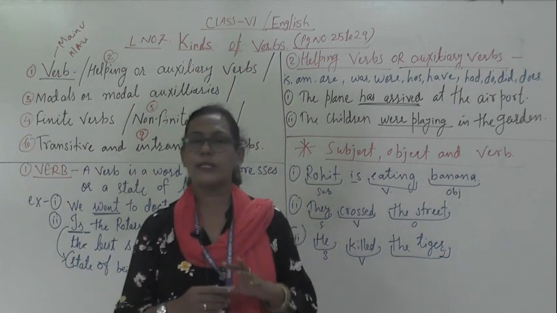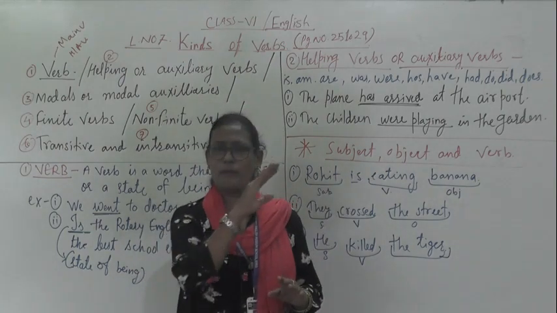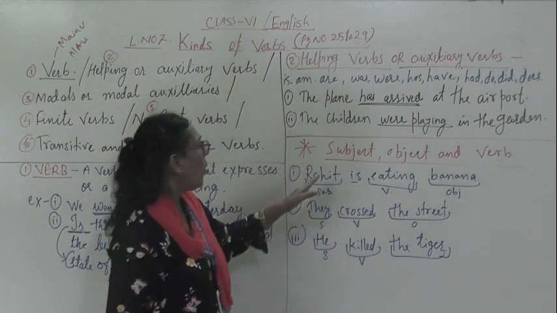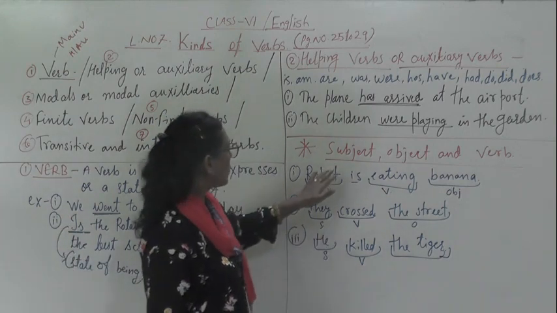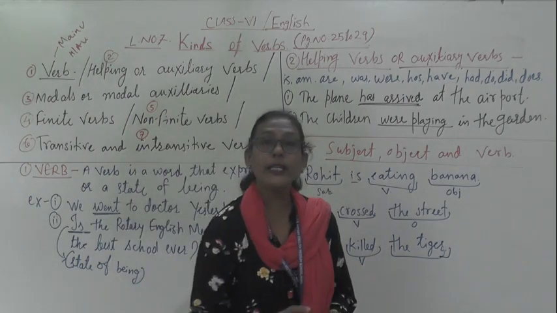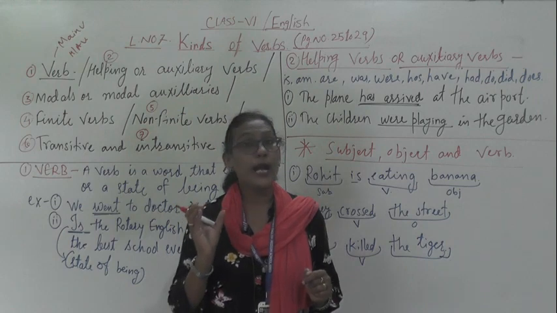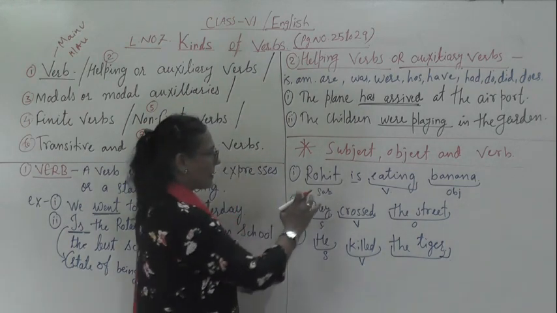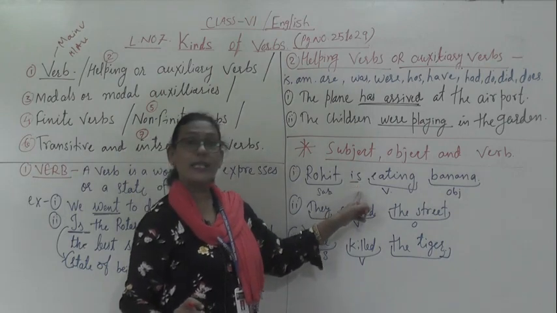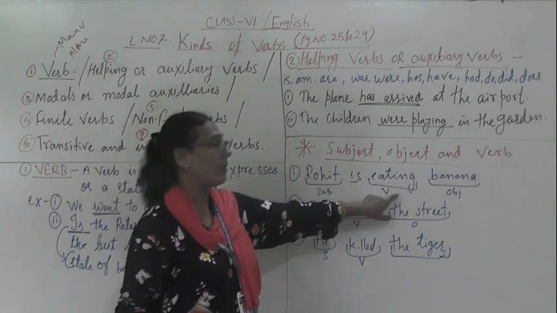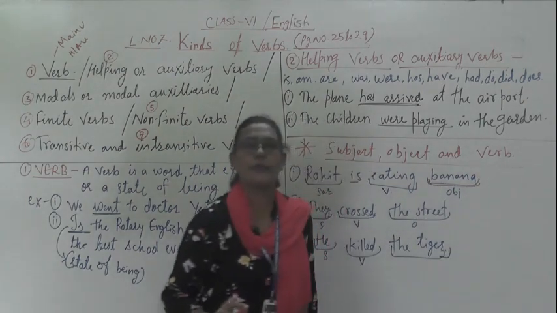In one complete sentence, we always see the subject, object and verb. It is very important to get in one sentence. So, how do we find out the subject, object and verb? Just now I said a verb is an action word. Rohit is eating banana. Subject is the naming word, the noun. Rohit is the subject. Is is a helping verb, and eating is the main verb. What is he eating? Banana. This banana is called the object.